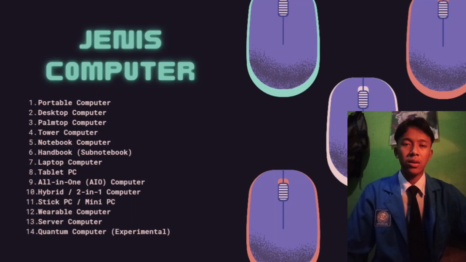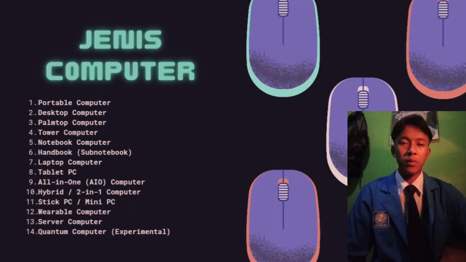The type of computer. Number 1, portable computer. Portable computer is a computer designed to be easily carried anywhere, making it useful for purposes and on the need. This type of computer is less popular today because it is heavier and bulkier than modern laptop.